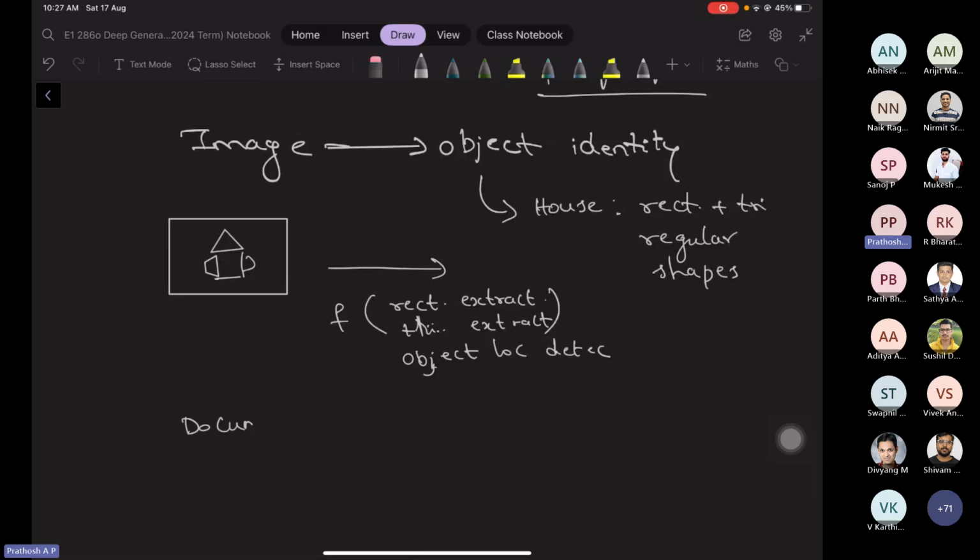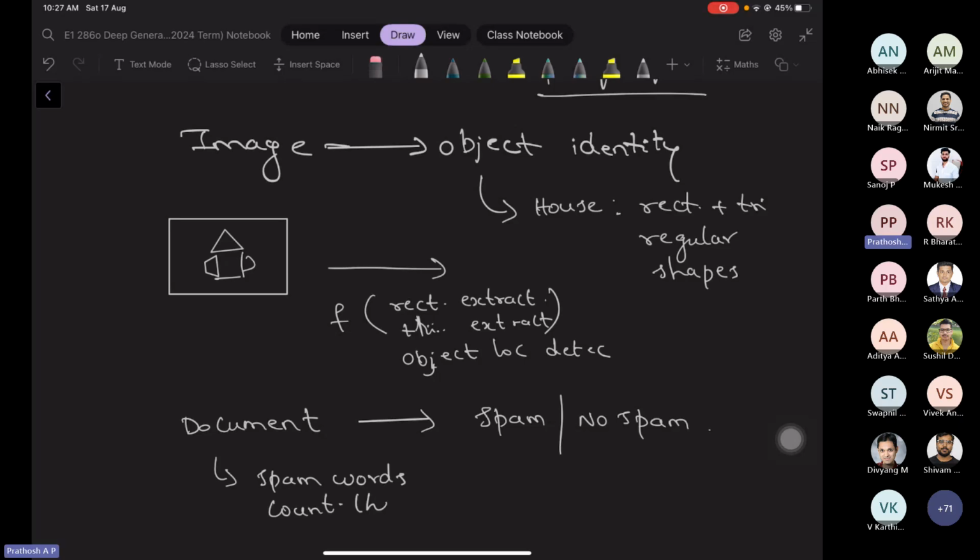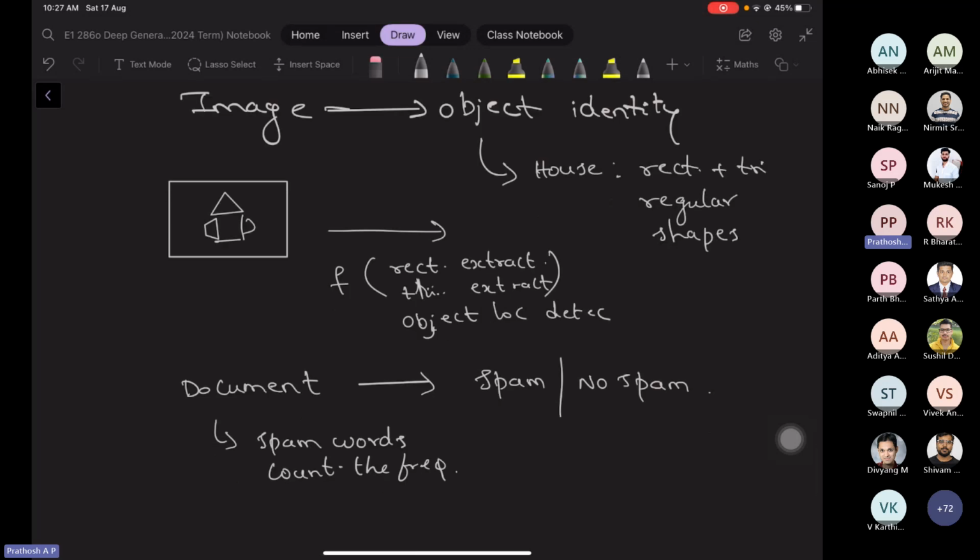You have documents, and you need spam or no spam, the email spam or no spam problem. So what people used to do is just identify some spam words, count the frequency of spam words and so on. So you do this and try to find a relationship between the number of spam words, the frequency of occurrence and their position, etc., and then map it to some identity.